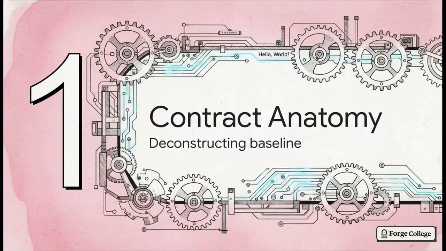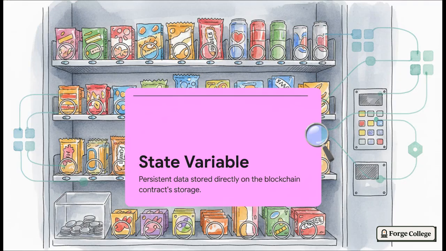Starting off with Section 1, Dissecting Contract Anatomy. Let's deconstruct this baseline machine. Now, we've all seen a standard HelloWorld contract before, but today let's look at it as a literal engineering schematic to figure out exactly where to add safe interactivity. The absolute most critical piece of this schematic is the state variable. This is a persistent piece of data stored directly in the blockchain contract's storage. Going back to our vending machine metaphor, the state variable isn't the coin slot and it's not the buttons. It's the actual physical inventory of candy bars sitting on the shelves. It's the real, permanent data living inside your machine.